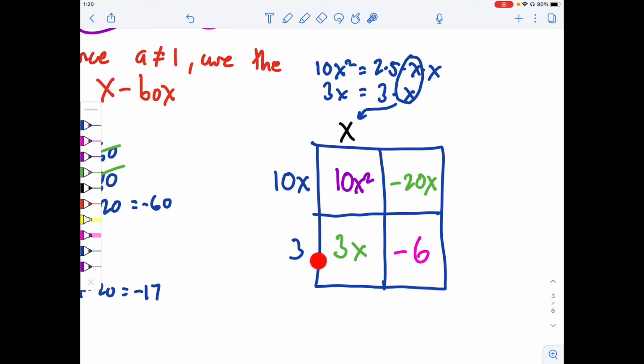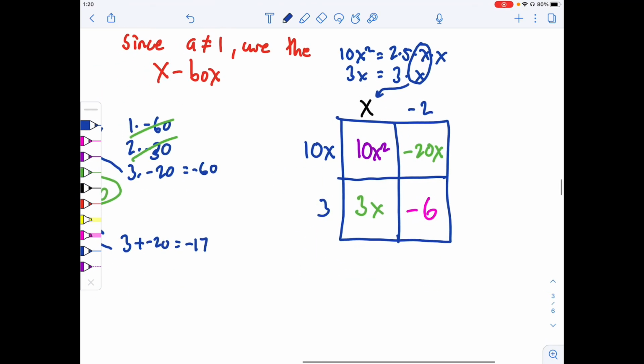All right, so we know that's 3. Then we figure out what does this number have to be to get -6, 3 times -2. Right there, and that's our factors. Right, so we get 10x plus 3 and x minus 2. Those are two factors right there.